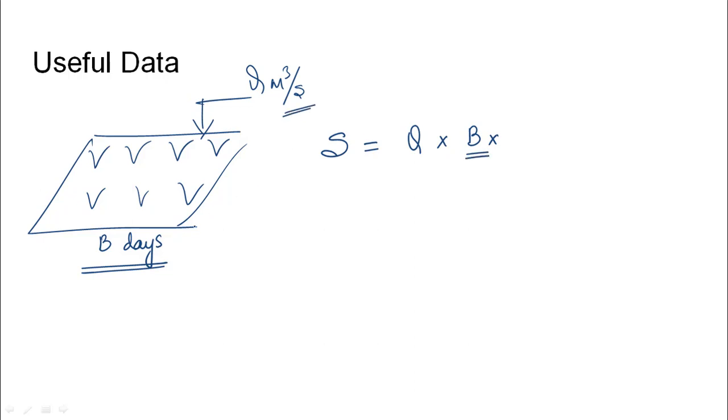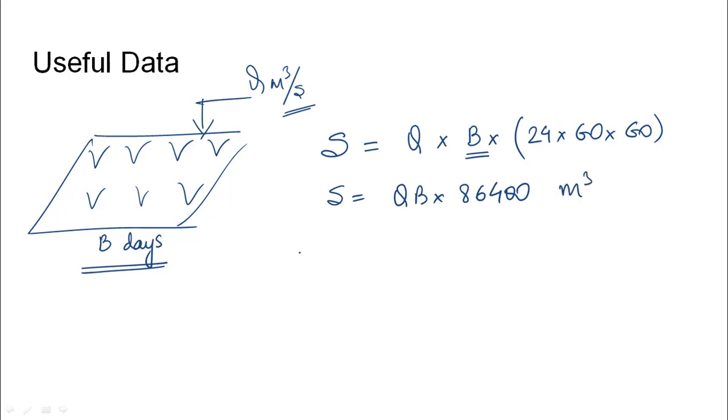So we need to convert days into seconds, which will be given by 24 hours. Each hour has 60 minutes and each minute has 60 seconds. So this would give the value as Q into B into 86400, which is the number of seconds in a day. This will be the quantity in meter cube units. This is our first equation.